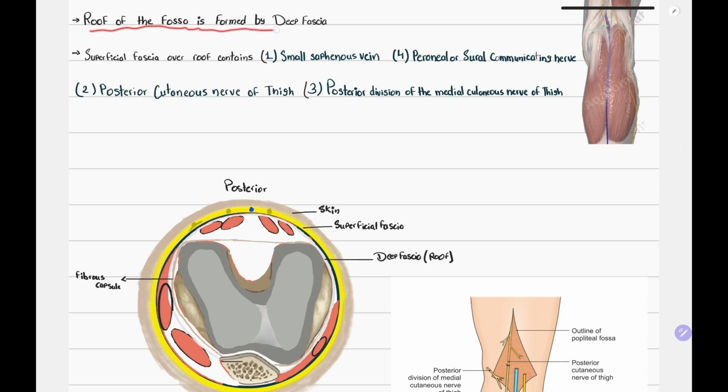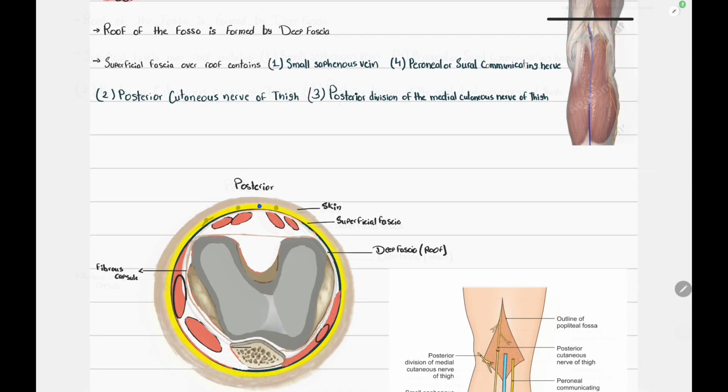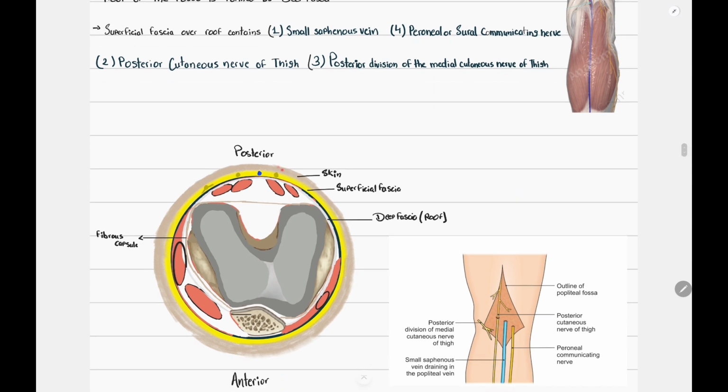The roof of the popliteal fossa is formed by deep fascia and superficial fascia over the roof. This is the superficial fascia over the roof. It contains the small saphenous vein. This is the small saphenous vein. Posterior cutaneous nerve of thigh. Here is the posterior cutaneous nerve of the thigh. And the posterior division of medial cutaneous nerve of thigh. This is the posterior division of medial cutaneous nerve of thigh. And lastly, the peroneal or sural communicating nerve. So this one is the peroneal or sural communicating nerve.